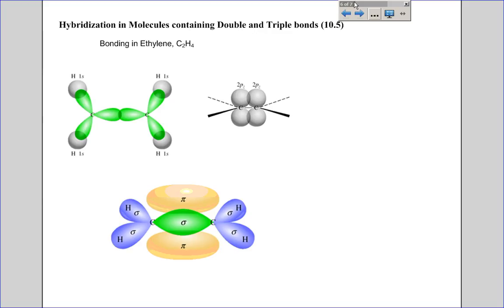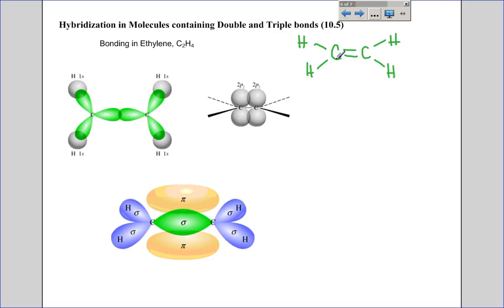Now when we have double and triple bonds, the hybridization is a little bit more unique. And we're not going to worry too much about modeling it in the same way that we did before. But I'm going to show you 2 examples because it helps to understand a lot about organic chemistry, which we will be studying this year. We're going to study ethylene, C2H4, and it's got a double bond between 2 carbon atoms and then hydrogens on either carbon.